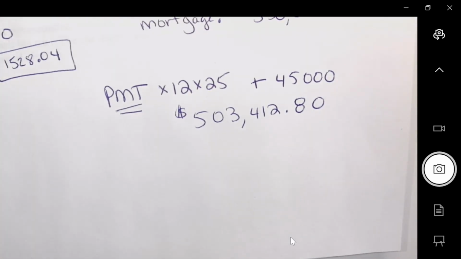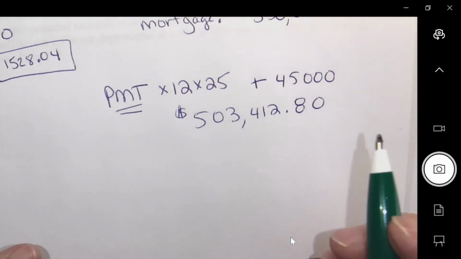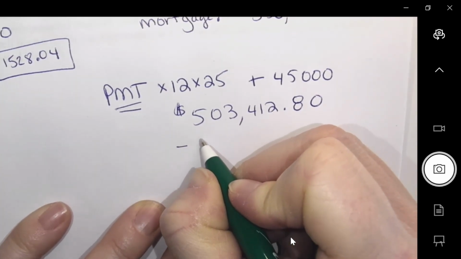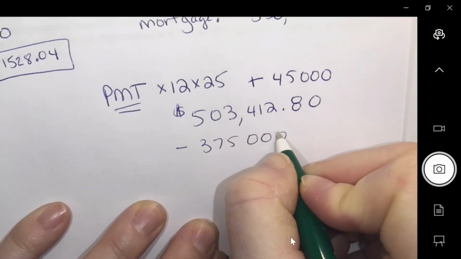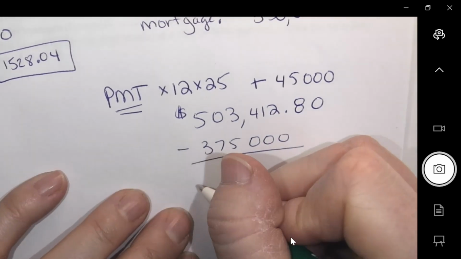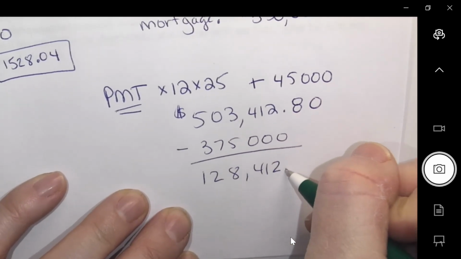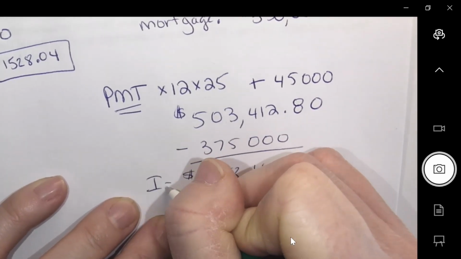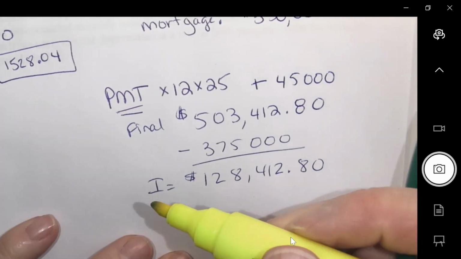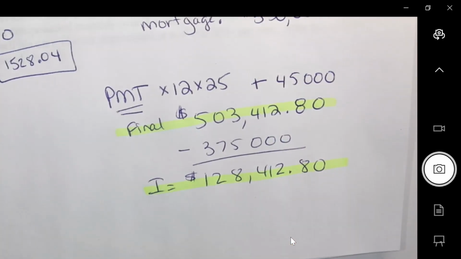Okay, so the copy and paste. So there's my two answers of what I paid altogether, and then I minused what the original cost should have been, and that gives me my interest.